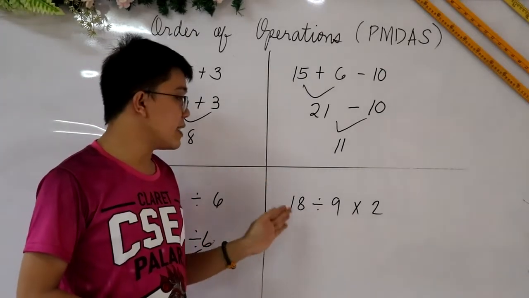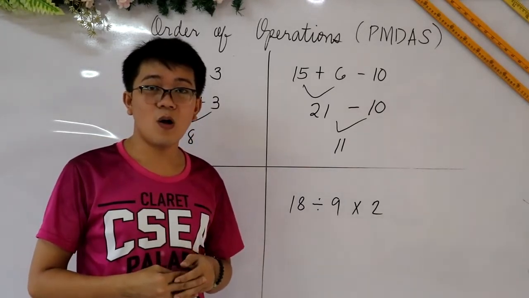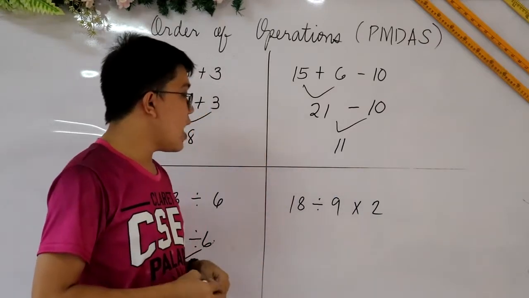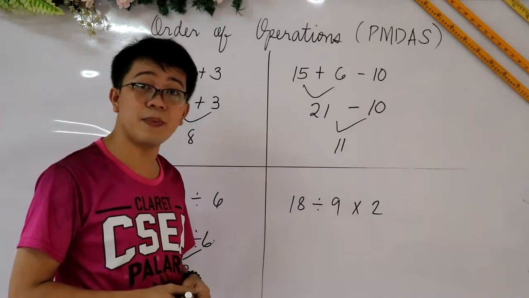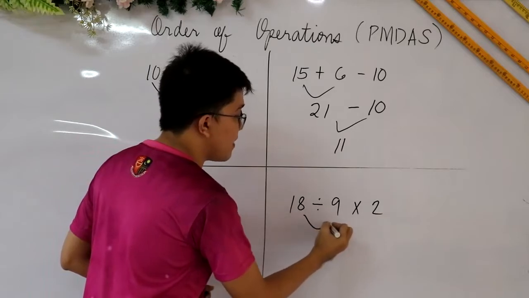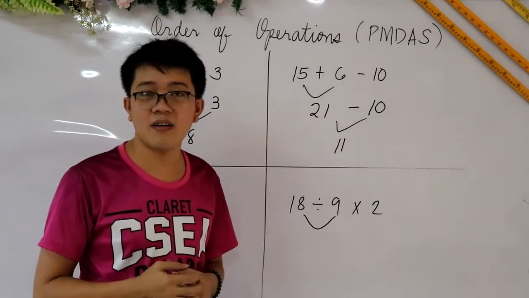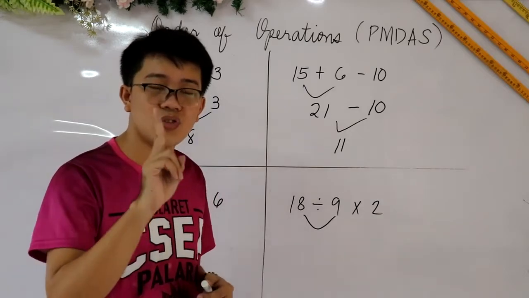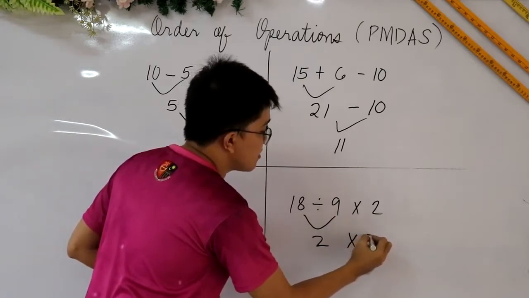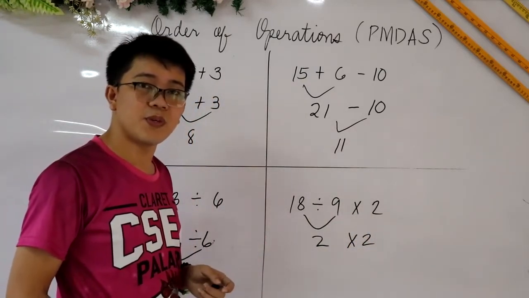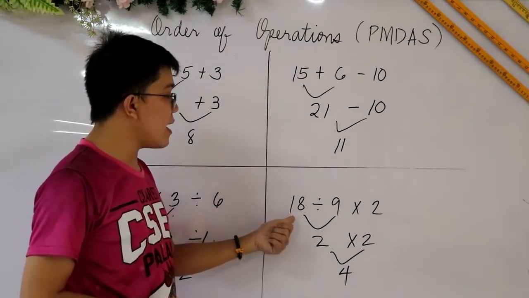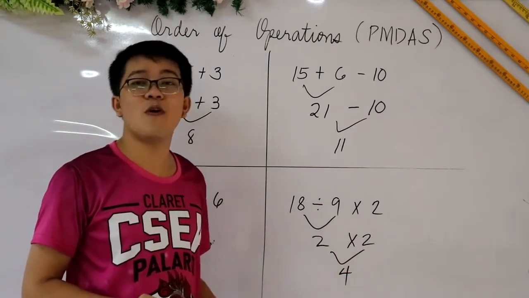Next example, 18 divided by 9 times 2. Also, the problem has two operations involved. Now, in this case, division comes first before multiplication. So we will definitely divide first. So what is 18 divided by 9? How many 9s are there in 18? There are 2. Bring down the remaining digits, times 2. Now what is 2 times 2? Correct, it is 4. So, we say that 18 divided by 9 times 2 is 4.